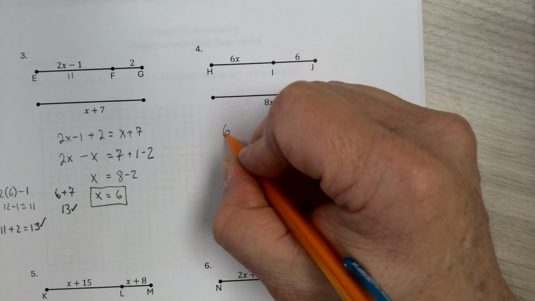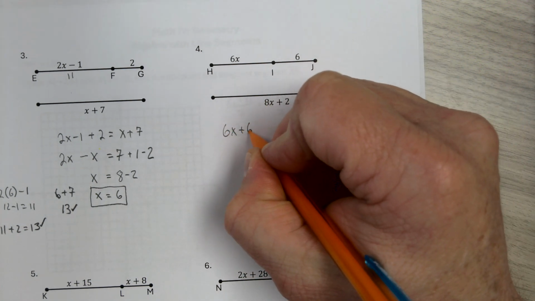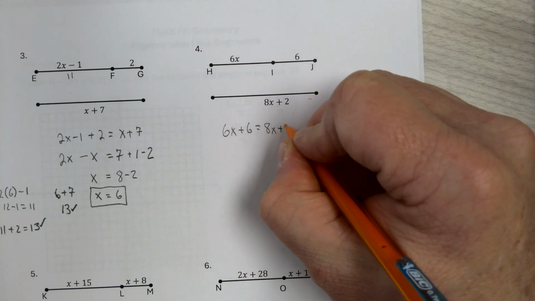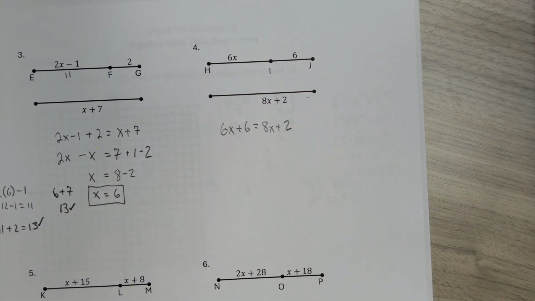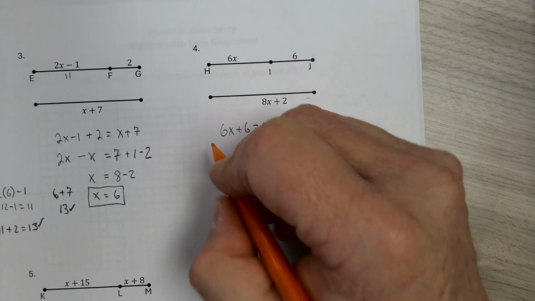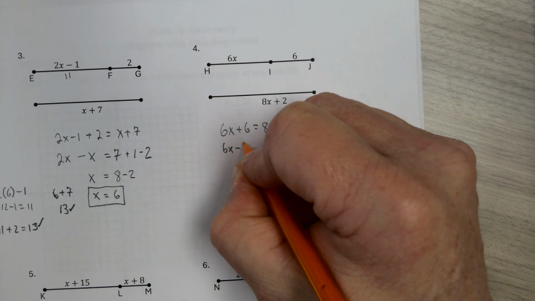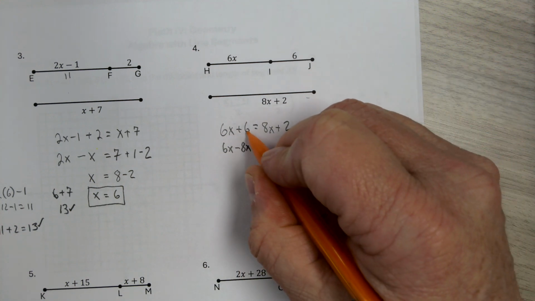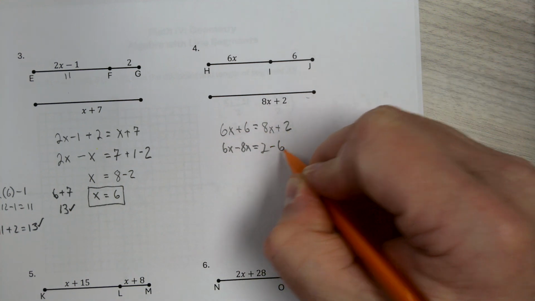Similar type of problem. The 6x plus the 6 should equal the total length of this other segment. So we just plug those together, and then same thing, we're going to do flipping. If it has an x term, I'm going to flip it over here. So I have 6x minus 8x, and then I still have the 2 here. I haven't moved it. This 6 is going to flip over into a negative 6.